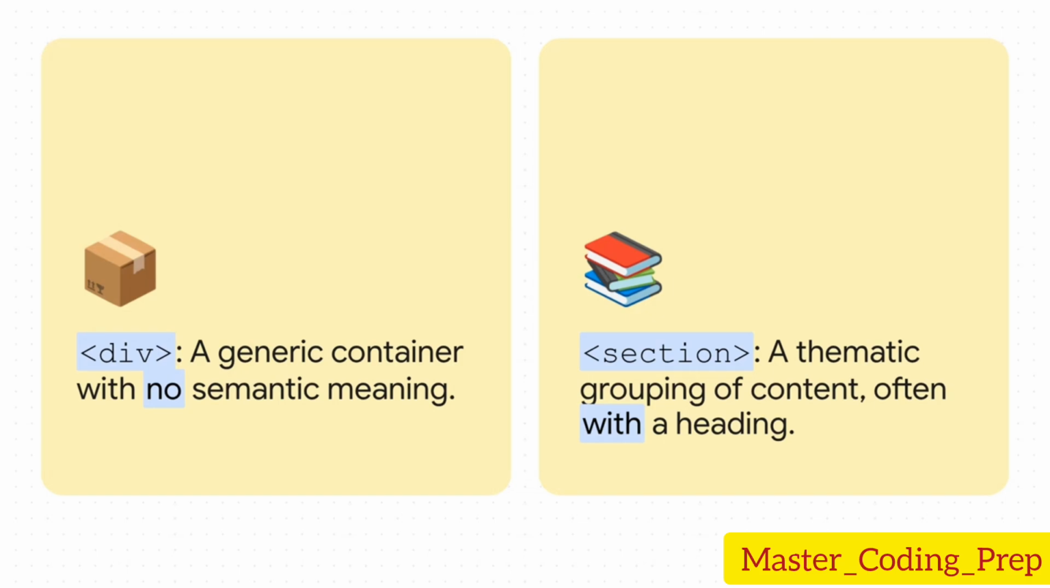But we can do better than just a generic box, right? While a div is a plain container, an element like section actually has a purpose. It's telling the browser, hey, listen up. Everything inside this box belongs together. It's all about the same topic. Think of it as the difference between a plain box and one that's got Chapter 1 written on the side. It gives our structure meaning.